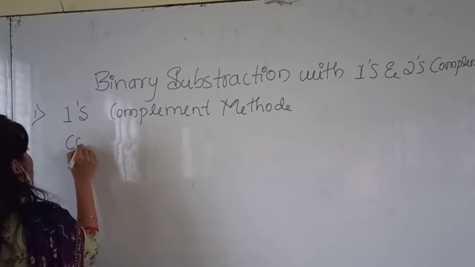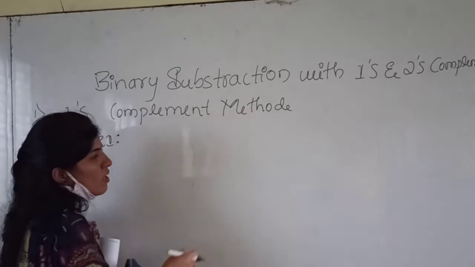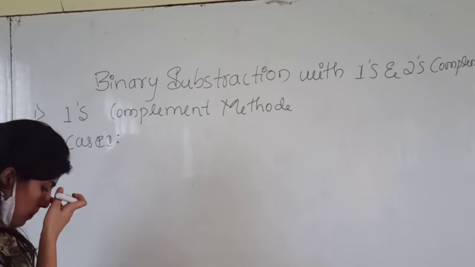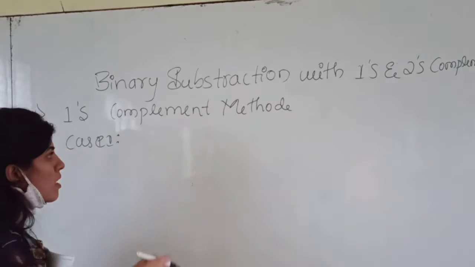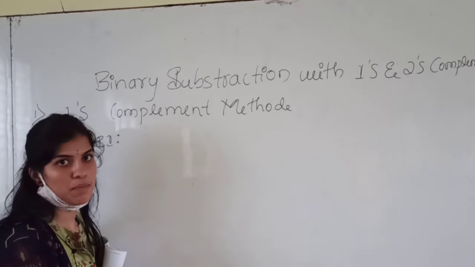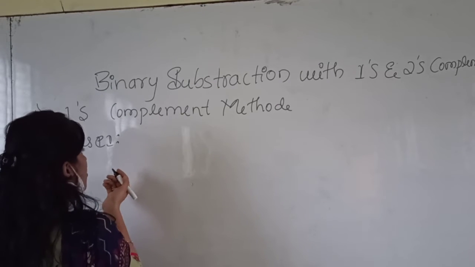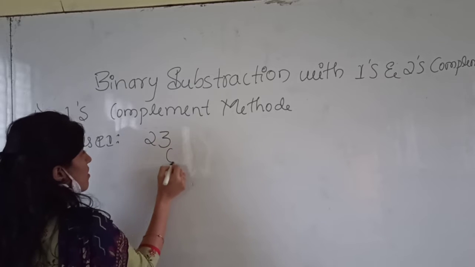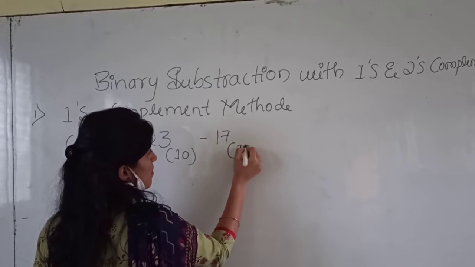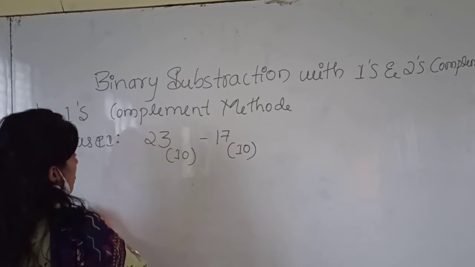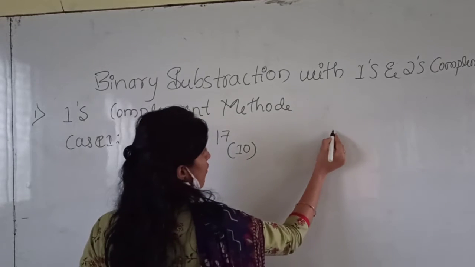In the first case, subtracting a smaller number from a larger number, meaning the minuend is greater than the subtrahend. Just take one example, 24 minus 17, and write a binary equivalent for these decimal numbers using the 8421 code method.